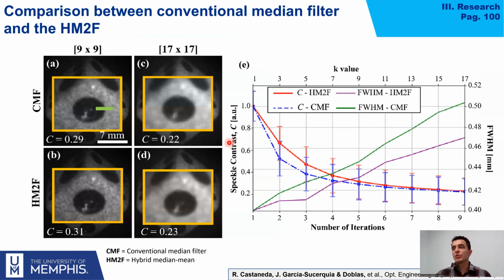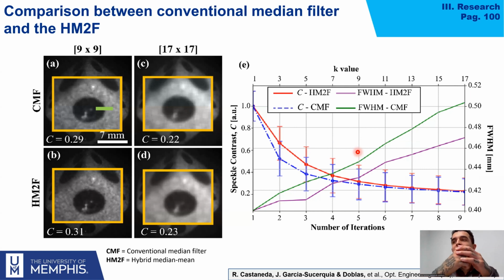And we realized interesting outcomes. So let me explain this plot. The red line is the line of the hybrid median 2 filter, the speckle contrast. And the blue line is the conventional median filter. We can see that after iteration number 4, which represents a kernel size 5 by 5, the reduction in the speckle noise is almost the same. However, there is a huge difference in the resolution of the image when the methods are applied.